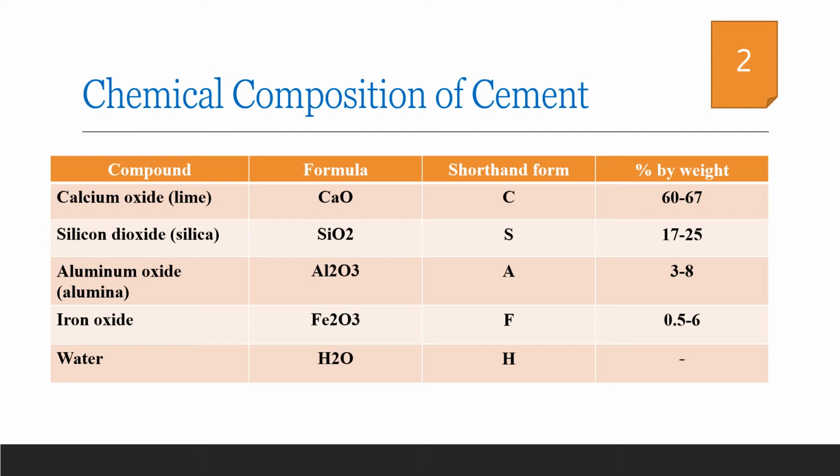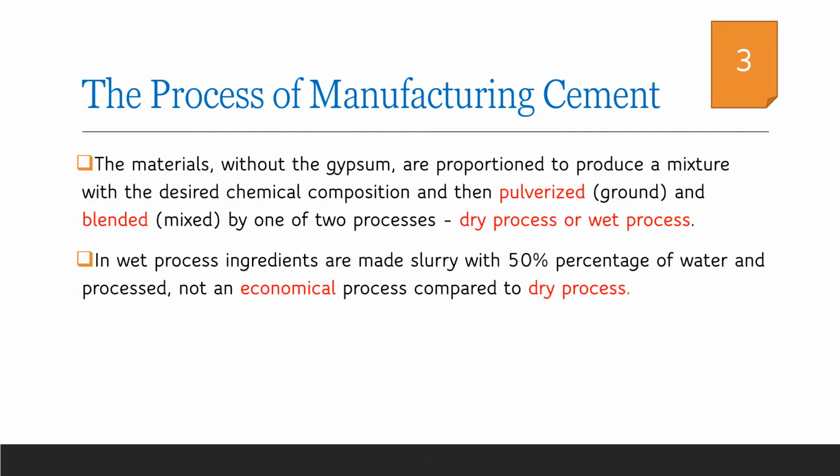Aluminium oxide is having only 3 to 8 percentage by weight and iron oxide is having a percentage contribution of around 0.5 to 6 percentage. Water is added as required depending upon the method of manufacture of cement.